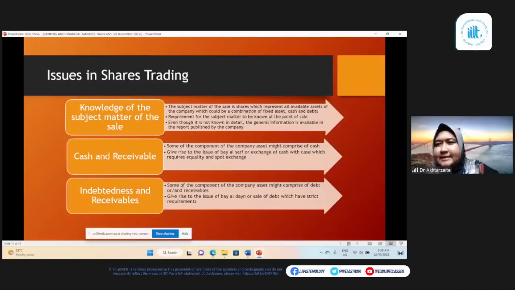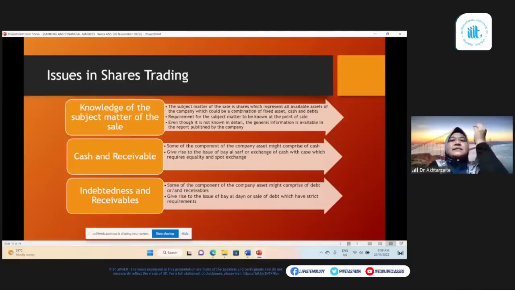The main issues in share trading, right? So even though we said that it is permissible, there are certain issues in the trading of the shares. The first one is knowledge of the subject matter of the sale, because as we know, in a sale, the buyer and the seller must know exactly what the subject matter of the sale is before they can sell, right?